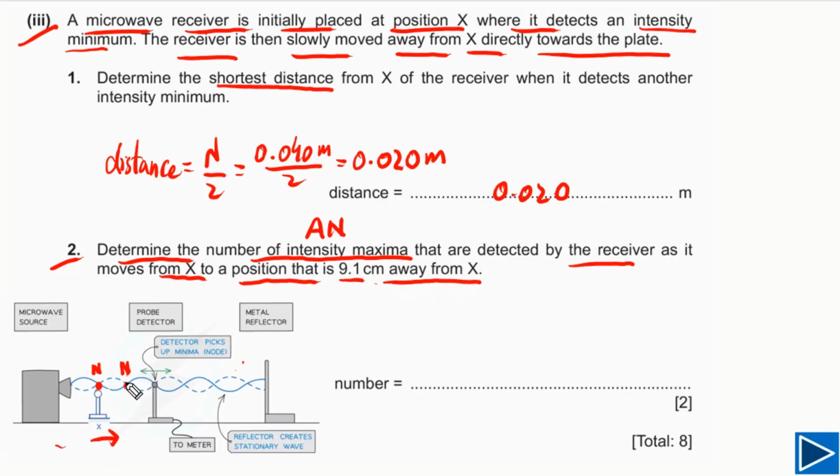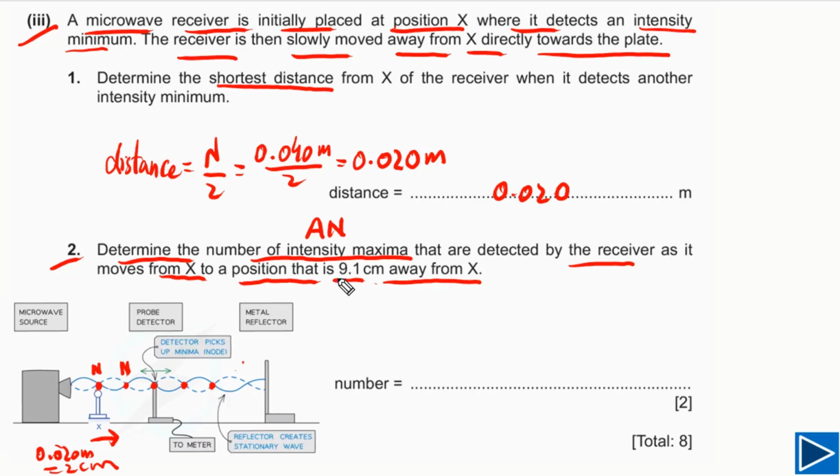We have already discussed that the distance between two nodes is equal to 0.020 meters, or simply we can say this distance is equal to 2 centimeters. So if we move the detector from here to here, this distance is 2 centimeters. Then if we move to the next node, it will cover an extra 2 centimeters. If we place it at this point, the distance from X will be 6 centimeters. If we place it here, the distance between X and this new position is 8 centimeters.